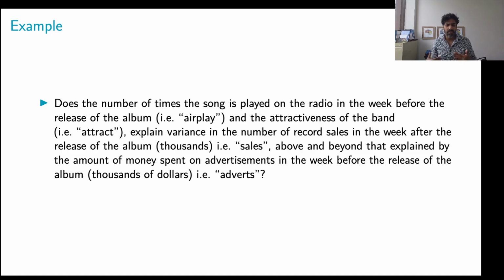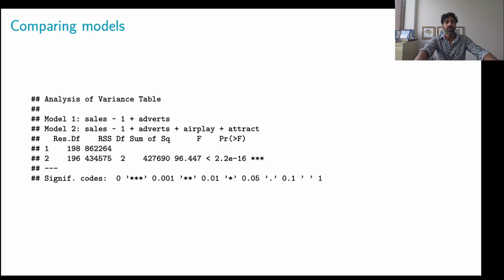Does the attractiveness of the band and the number of plays it has on the radio have an impact on the model over and above just advertisements? And so we can run two models, and they would look like this. We have our first model, which is adverts, and the second model, which has adverts after controlling for airplay and attractiveness. And we see, again, we run an ANOVA to see is there a difference between these models. And in fact, yeah, the second model accounts for more of the variance than the first model in a meaningful way. So it is interpretable, the output.